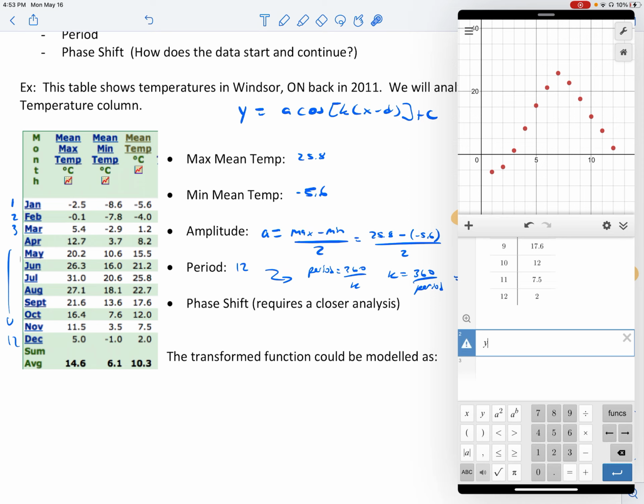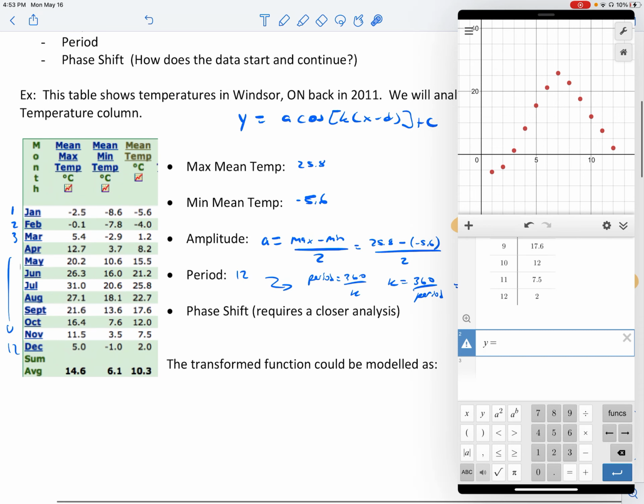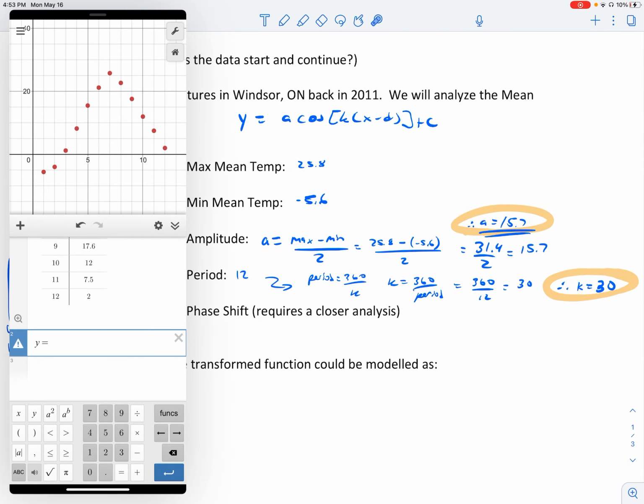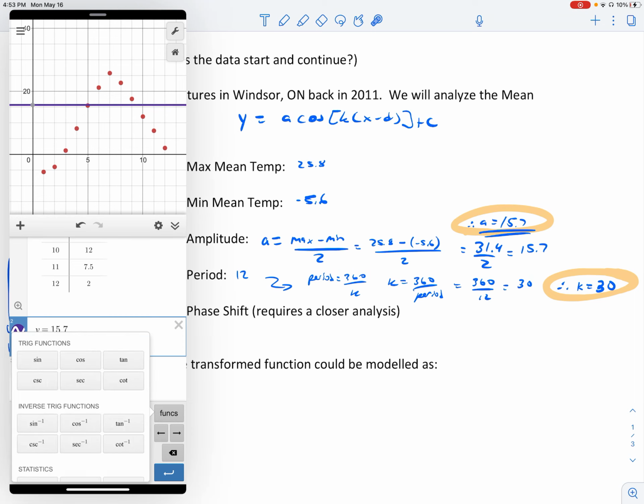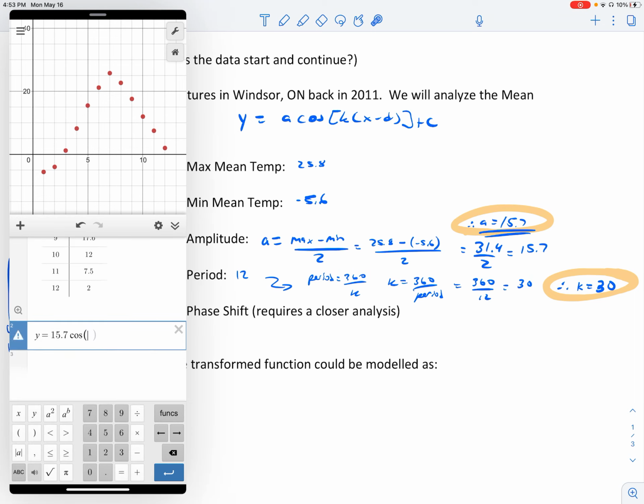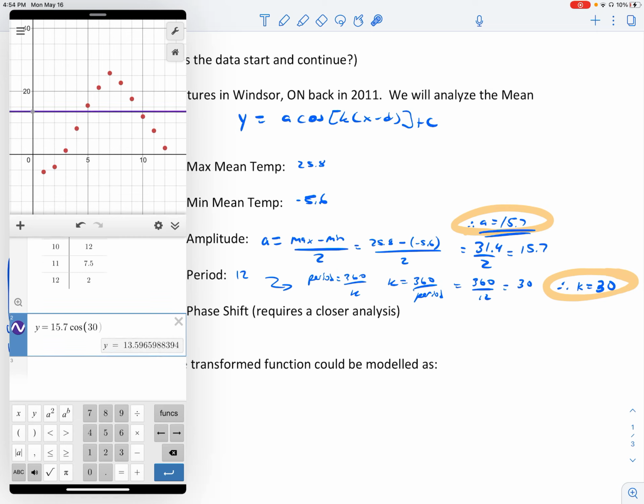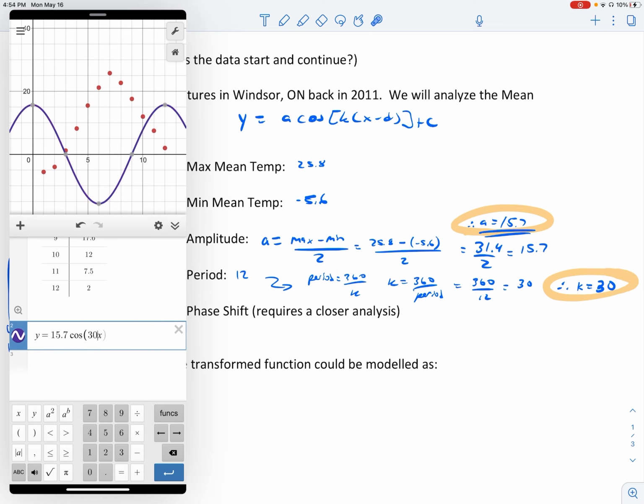So we'll do y equals, amplitude is 15.7, and we'll do cos. We could have also done sine very easily, doesn't matter. The K value is 30, so we're going to have 30, and then I'll put X in my variable here. I might have a phase shift, so I'm just going to enter in a couple more brackets here. Okay, so far that's my equation that I have to fit the data. It doesn't look really good. It definitely needs a few adjustments.